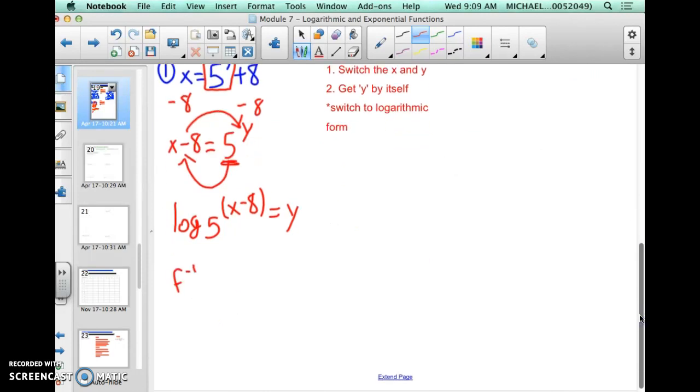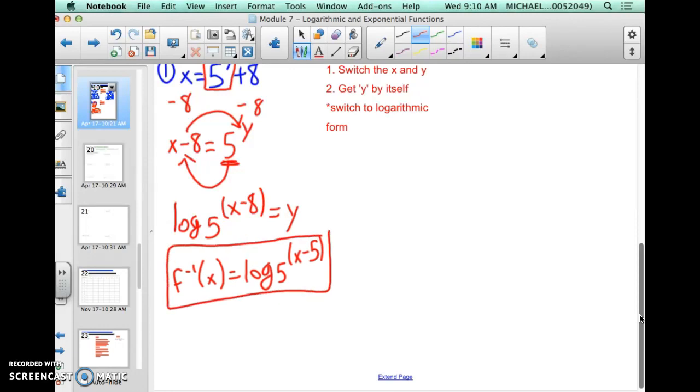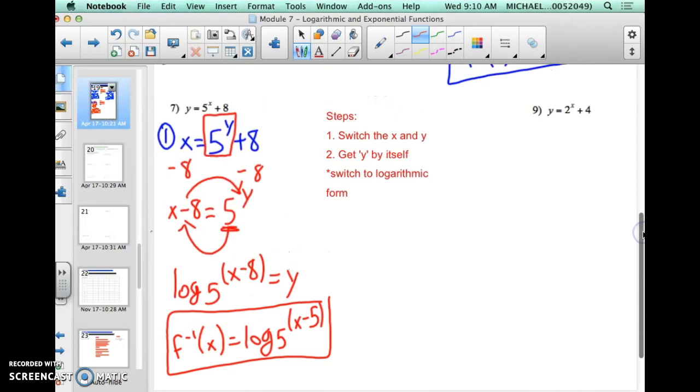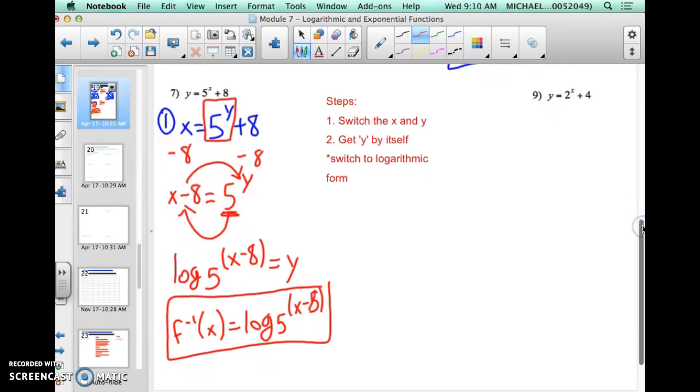F inverse of x equals log base 5 of x minus 8. And I'm done. So, y equals 5 to the x plus 8, its inverse is log base 5 of x minus 8. It's supposed to be an 8, not a 5. Alright, go ahead and pause the video and try number 9 on your own.